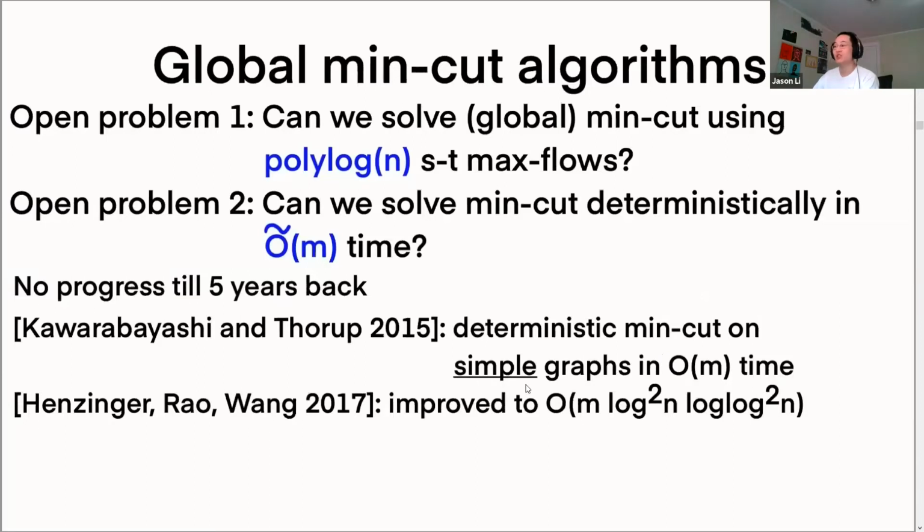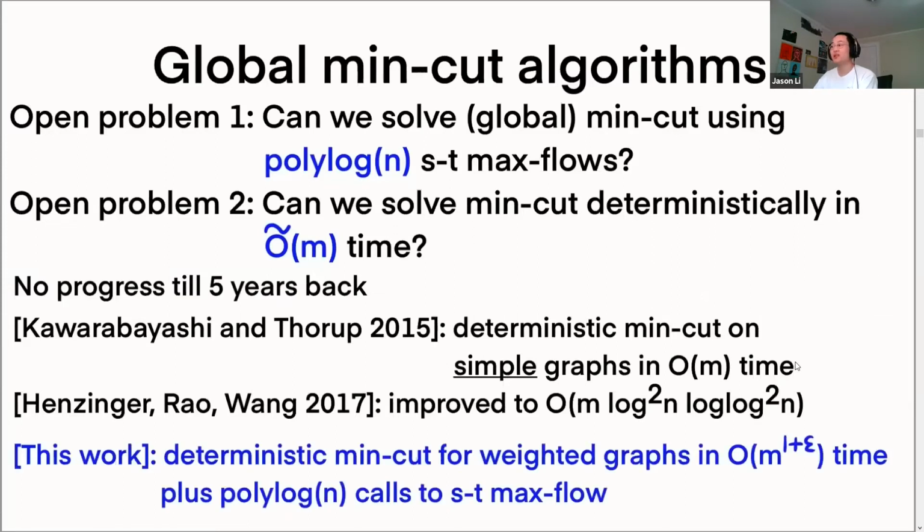A simple graph is just an unweighted graph where there are no parallel edges. Since then, this running time had a large polylog factor, and this has improved. But still, no progress has been made in the general weighted case. And this is where this work comes into the picture. So we show a deterministic min-cut algorithm for weighted graphs in near linear time plus polylog calls to max flow.